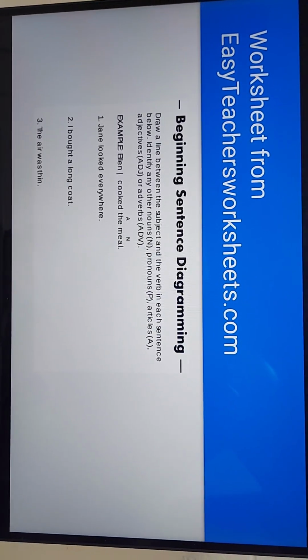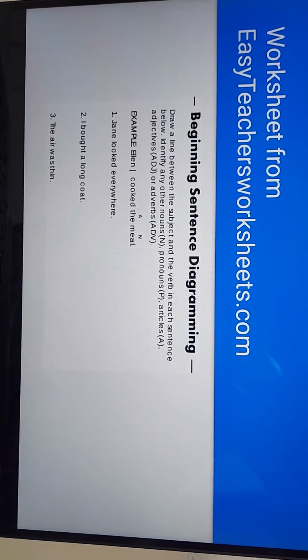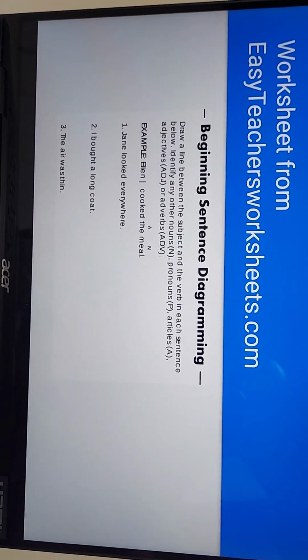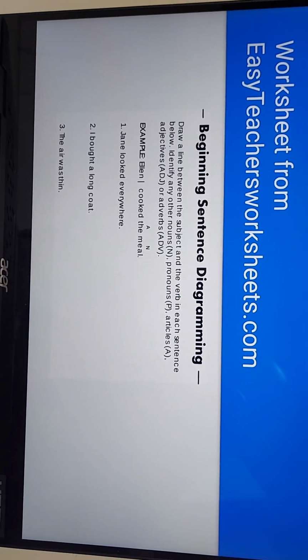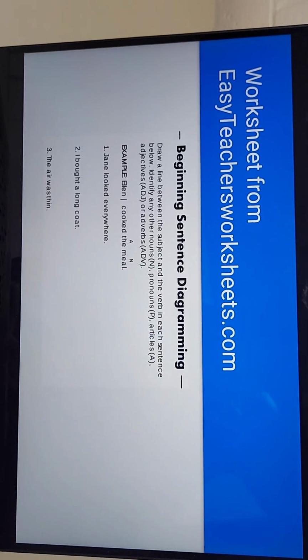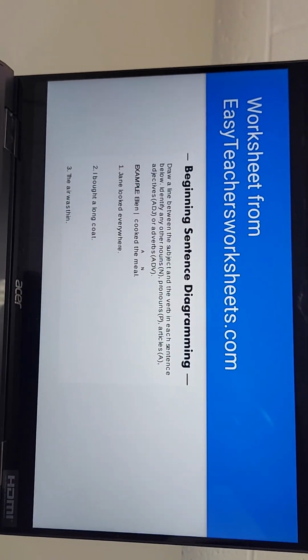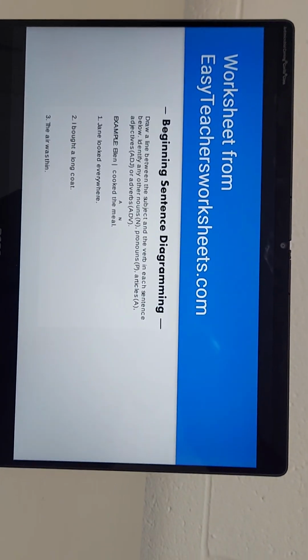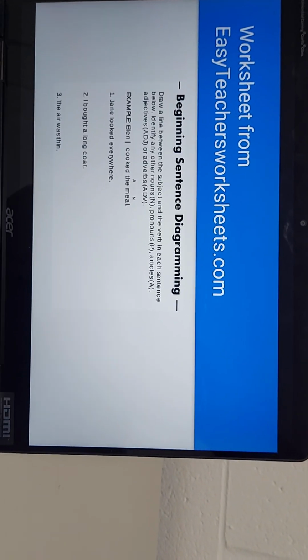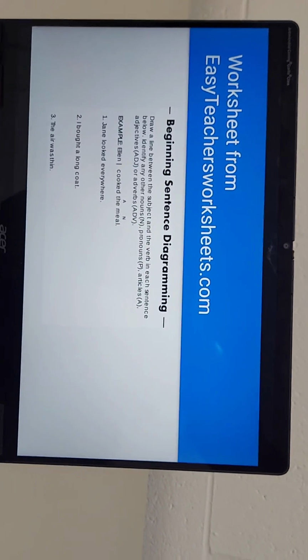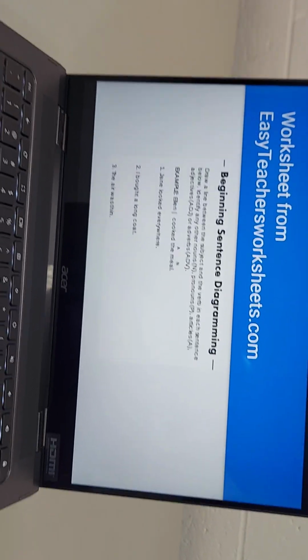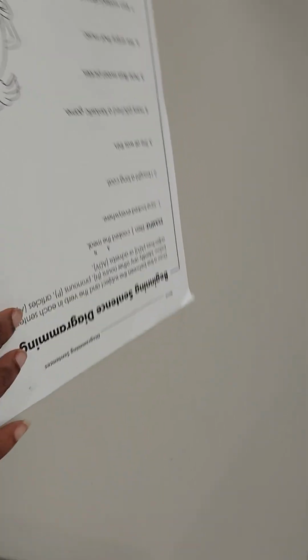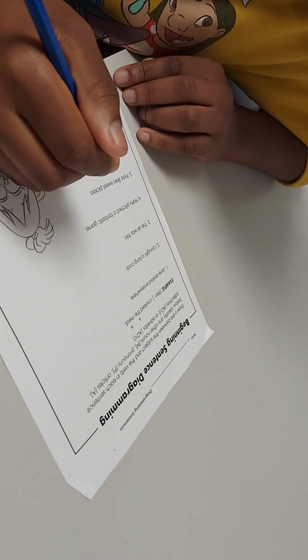And so on this first worksheet, beginning with the sentence diagram, the student will draw a line between the subject and the verb, and in each sentence below identify the other nouns, pronouns, articles, adjectives, or adverbs. All right, the student is given 3 sentences. Here you go, the 3 sentences. Number 1, Jane looked everywhere.